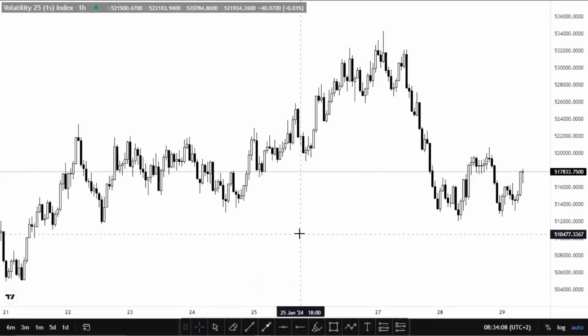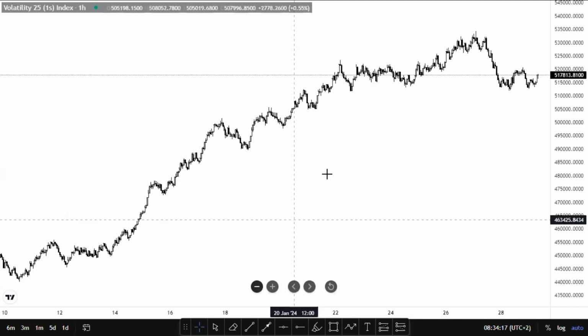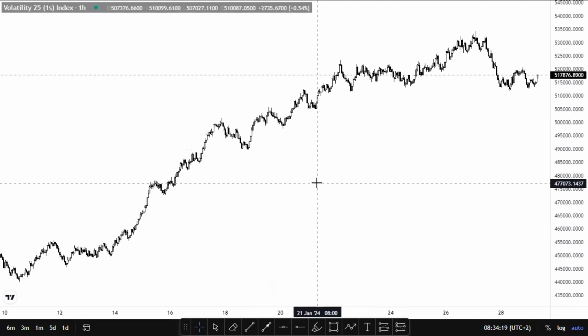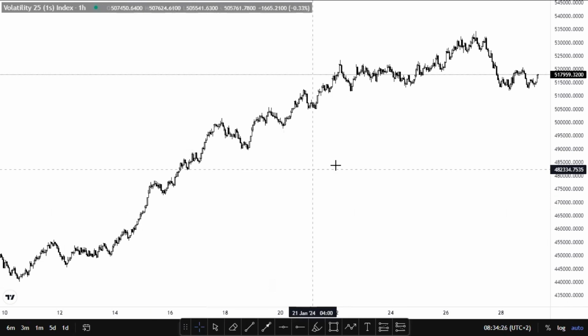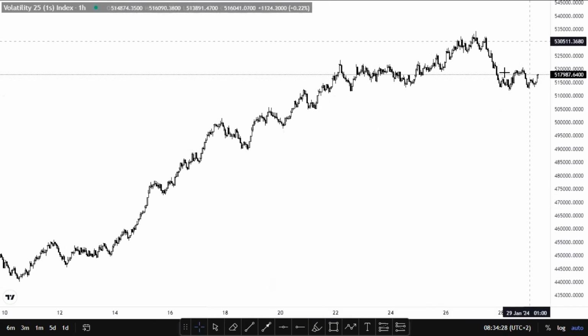As always, the first step, make sure you restart the chart. Zoom out at least 3 to 4 times. So now that we have zoomed out up to 4 times, this should be enough price for us to analyze and be able to adapt it.